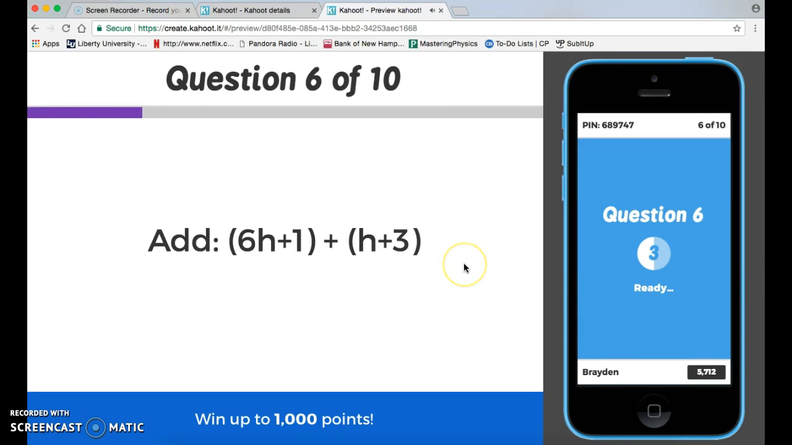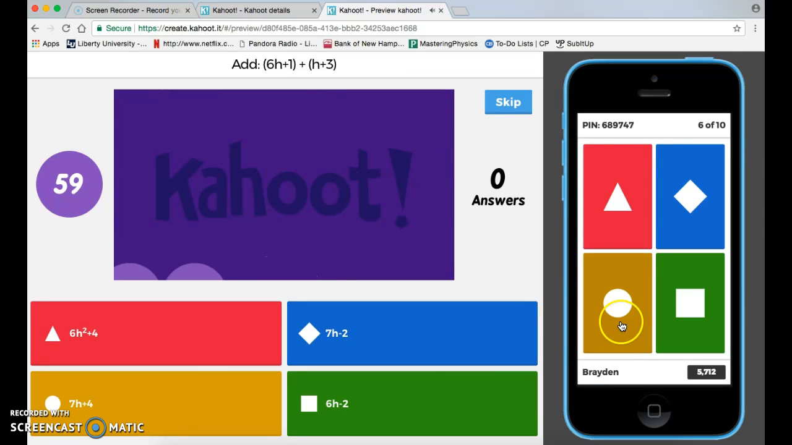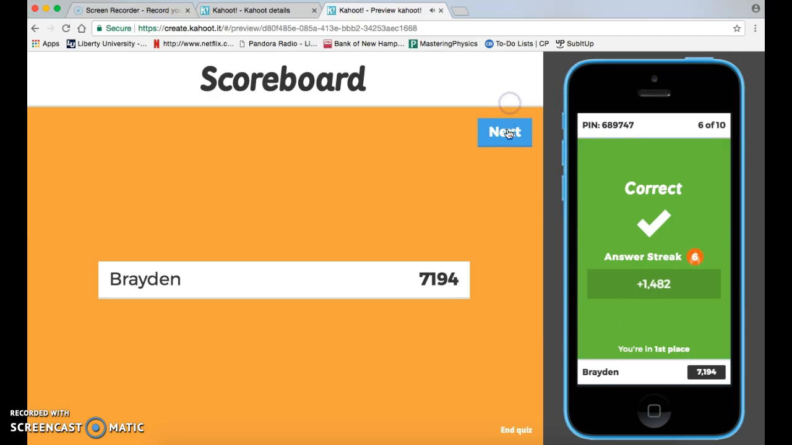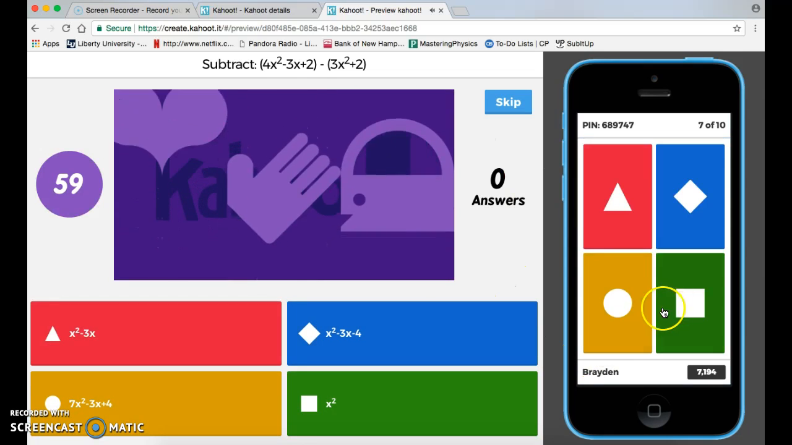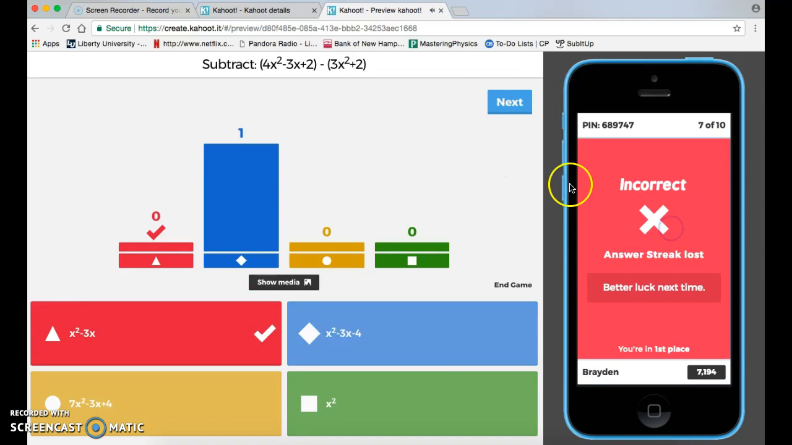And this is the first one that is adding two polynomials, and they will select the answer which they think is correct. This next question is all about subtraction. So they will input what they think is correct here.